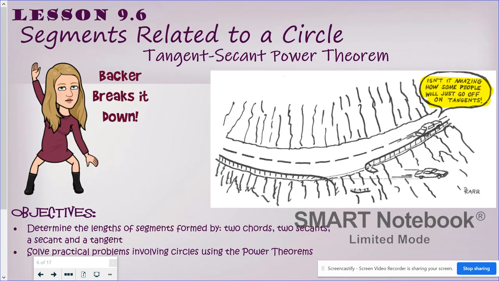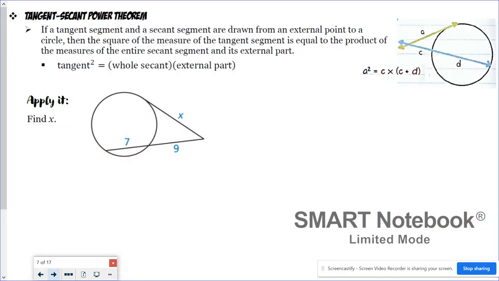In this episode, we continue to look at segments related to a circle, this time focusing on segments that are created by tangents and secants. So we previously explored this relationship, and what did we discover? Well, it's all stated in the Tangent-Secant Power Theorem.